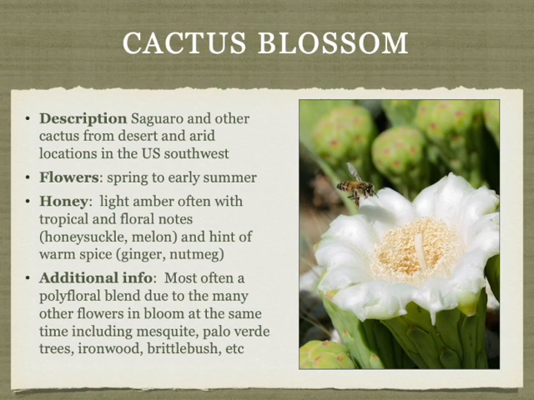Cactus blossom. This honey is produced in the U.S. Southwest from saguaro and other cacti. It's often not a monofloral honey, but a polyfloral blend. There's often other flowers in bloom like mesquite, palo verde, and others. The honey is variable due to the variable floral sources, sometimes tropical and floral notes with a hint of warm spice.